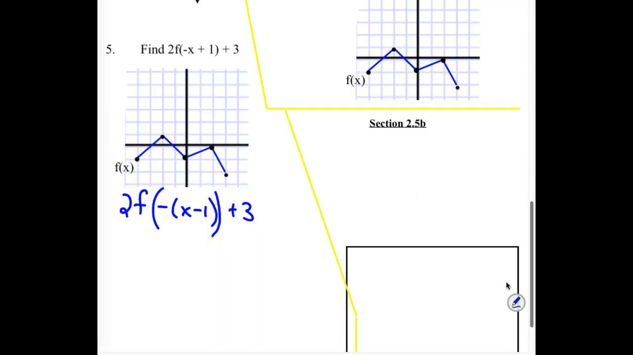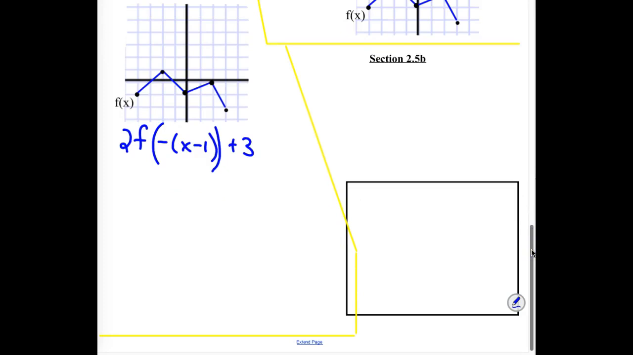So that is an equivalent expression to what I was given, but it's in the correct transformation format. What kind of transformations do we have to do? The 2 is going to be a vertical stretch. So if we're stretching things vertically, we are changing which coordinate? The y. So my y's are multiplied by 2.